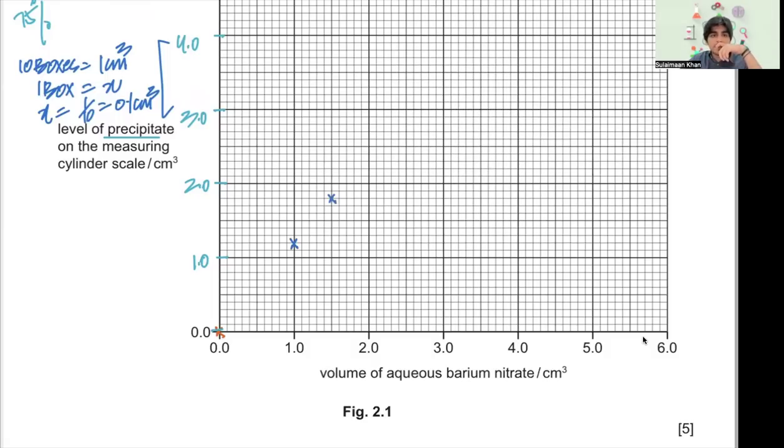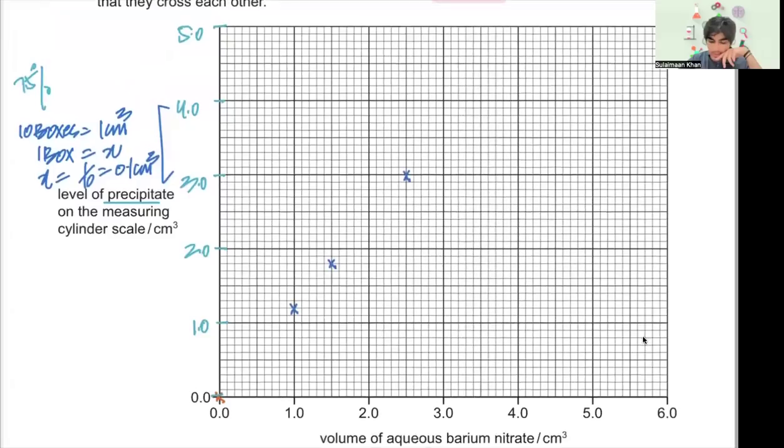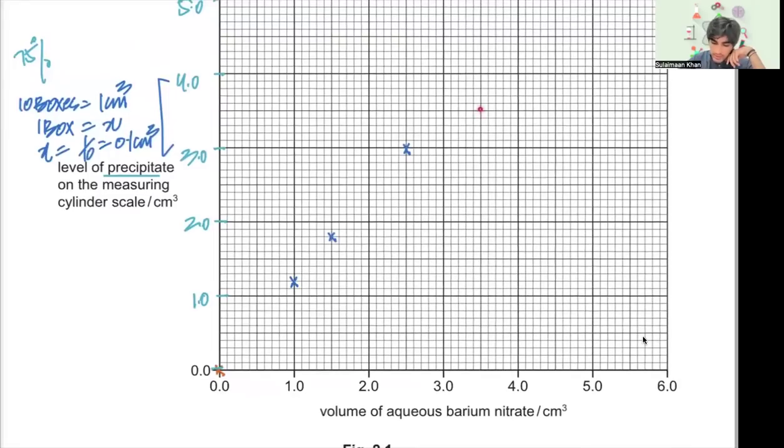Then it is 2.5 and 3.0. So 2.5 and 3.0 right here. See? 2.5 on the x-axis, 3.0 on the y-axis. Then 3.5 and 4.2. So 3.5 right here in the middle, and 4.1, 4.2. 4.2 right here. Done.